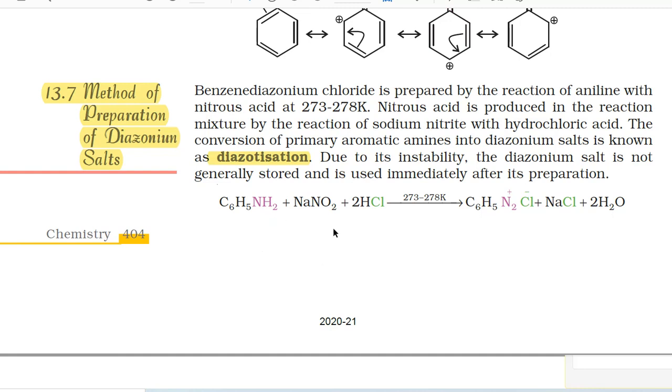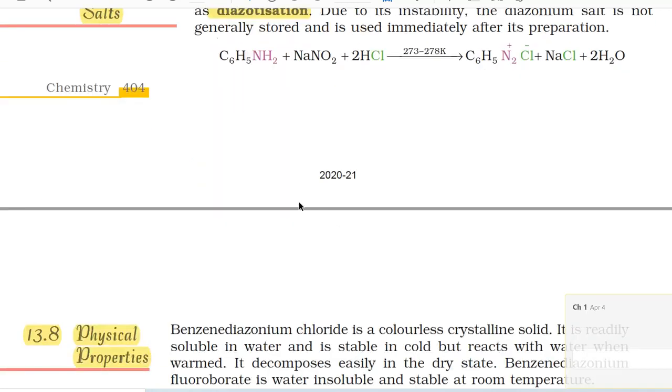C6H5NH2 plus NaNO2 plus 2HCl at 273 to 278 Kelvin temperature, C6H5N2+ Cl- plus NaCl plus 2H2O will form.